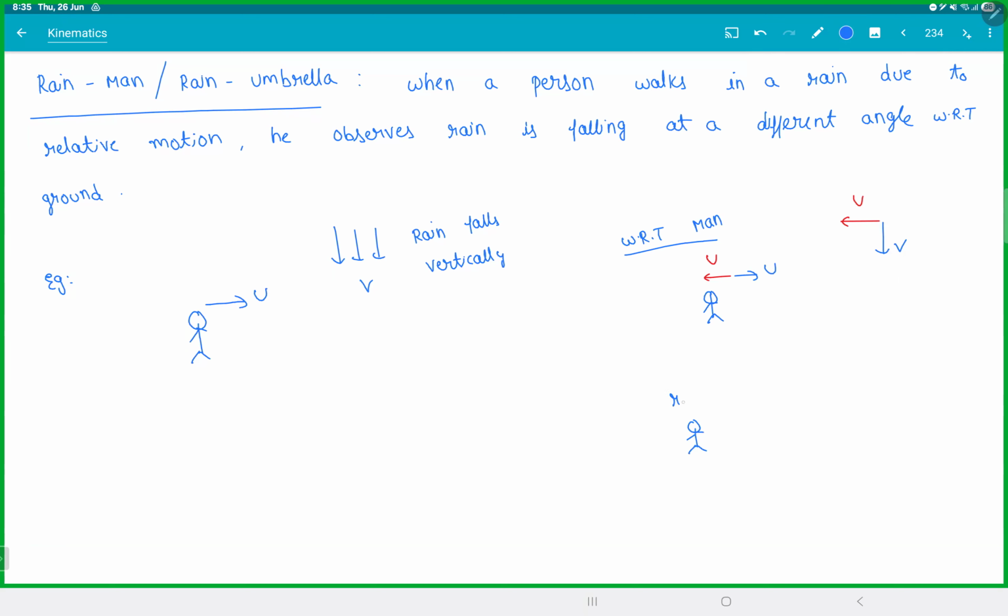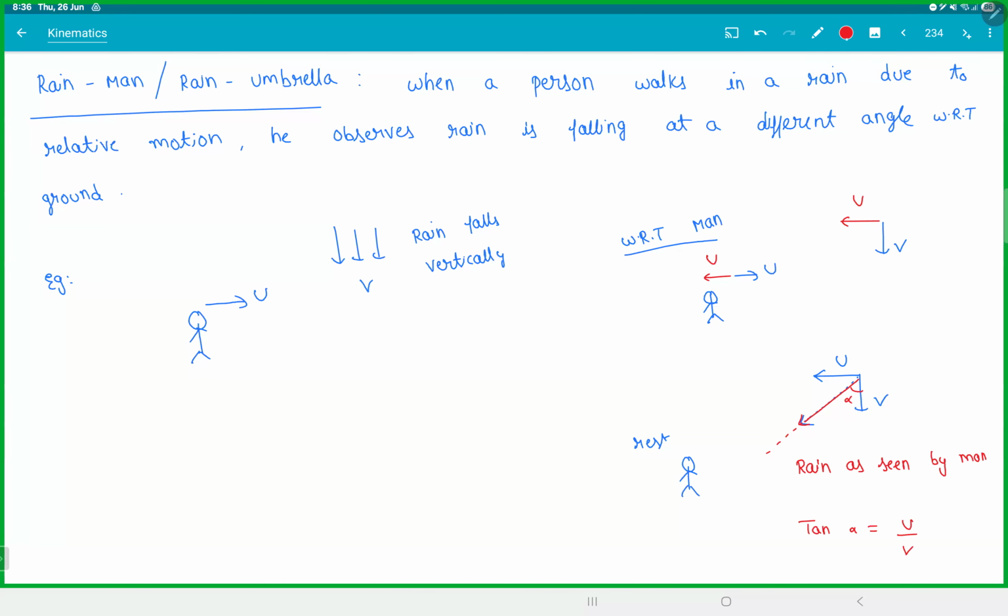The man will think, okay, I'm at rest now. And you will think the rain is falling with u this way and v this way, and the resultant will look like this. So the man will think the rain is falling at an angle. Technically it is falling straight, but because you are moving, you get an illusion that the rain is falling this way. This is the direction of the rain as seen by the man. If I take this angle to be some alpha, tan alpha will be u by v, where alpha is the angle with respect to the vertical.